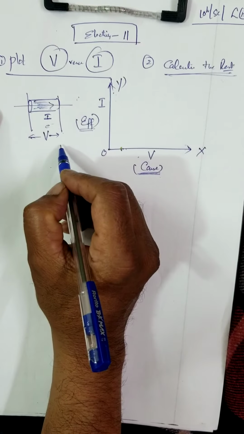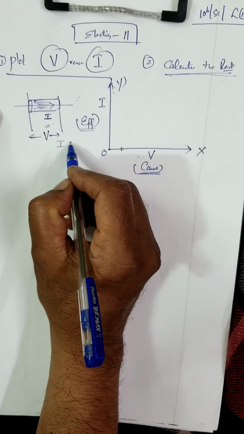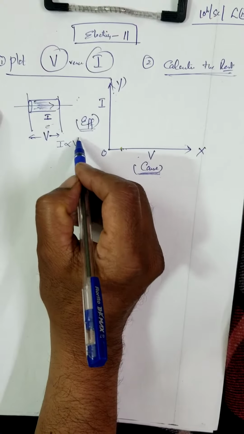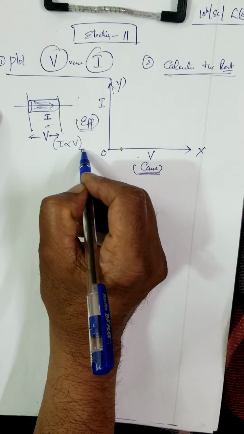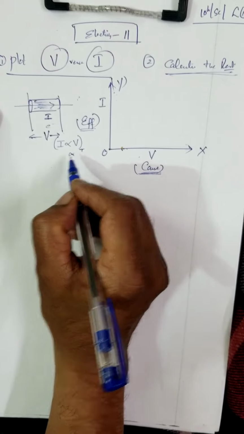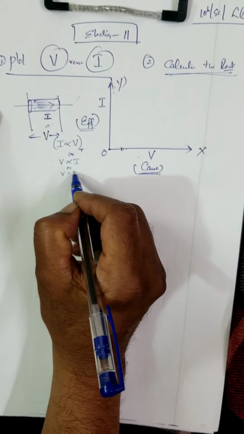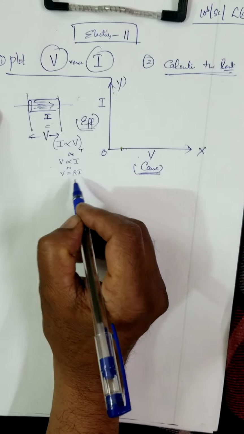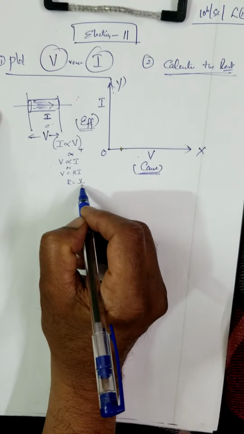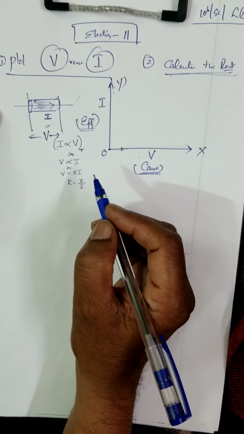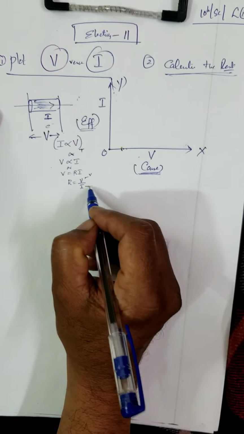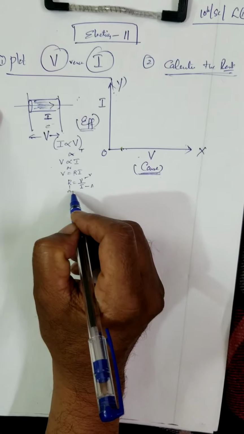Therefore, you know what Ohm's law is? A steady current flowing through a given conductor is directly proportional to the potential difference at constant temperature. Or voltage is directly proportional to the current, or V is equal to some constant into I, where R is the resistance, R = V by I, and this is volt, this is ampere, this is ohm.